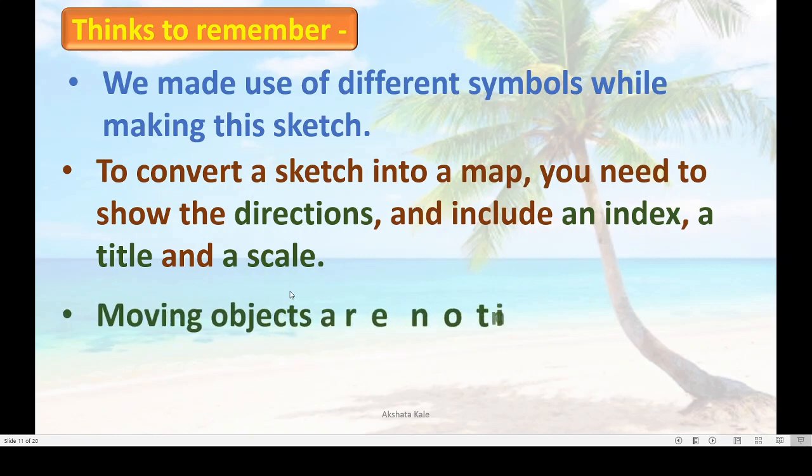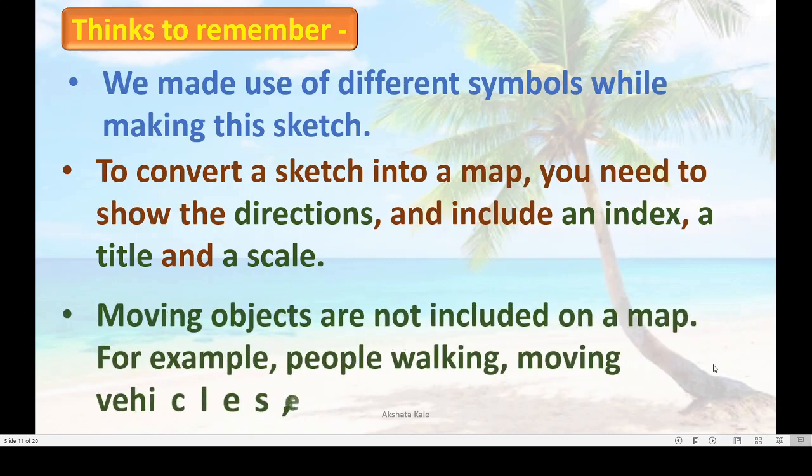Next, moving objects are not included on a map. A map needs permanent things. People walking, moving vehicles, flying birds, we cannot show them on the map because they are moving, isn't it? They are temporary, right? And a map needs permanent things. We will study one or two maps, then you will become thorough with the map.